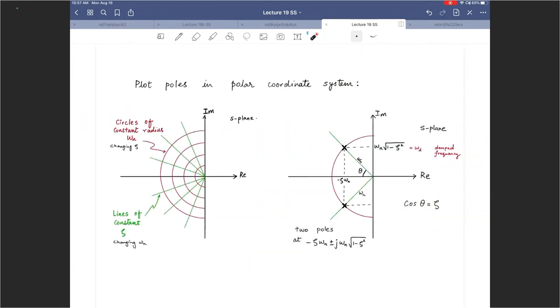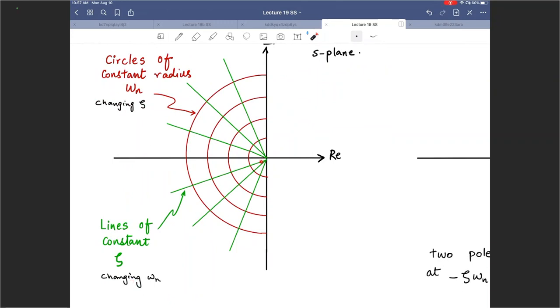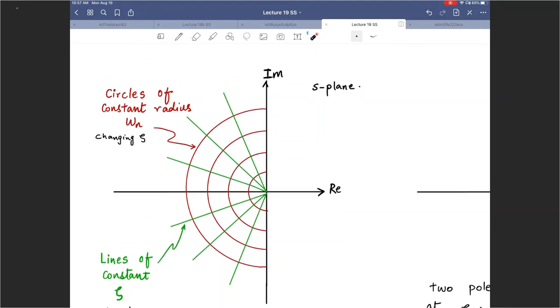If you hold zeta constant and change omega n, you go on lines indicated by green. And if you hold omega n constant and change zeta, you go around a circle. So if you increase omega n, you will go further out, and if you decrease omega n, you will come closer. If you're changing zeta, right? So if you're holding omega n, that radius is constant. If you fix omega n, the radius of the circle is constant.